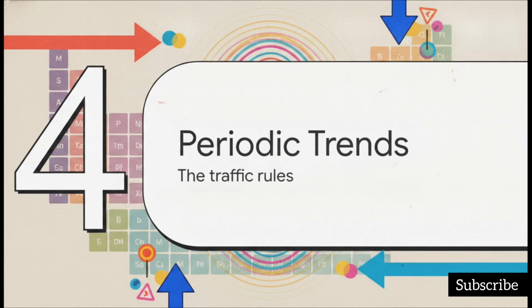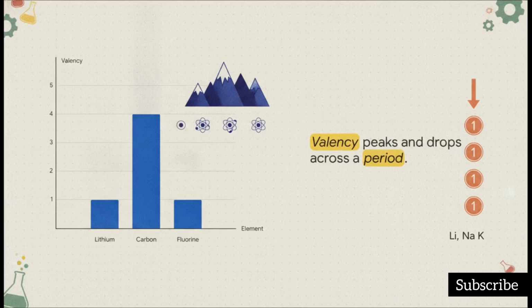All right, Part 4, understanding periodic trends. We really need to learn the traffic rules of our map. Periodic trends show us how properties predictably change across periods and down groups. First up is valency, which is an atom's combining capacity. When you move horizontally across a period, say from lithium to neon, the valency climbs from 1 up to 4 and then drops back down to 0. It's literally like hiking up a mountain and back down. However, when you travel vertically down a group, the valency remains exactly the same. Every element in Group 1 has a valency of 1.